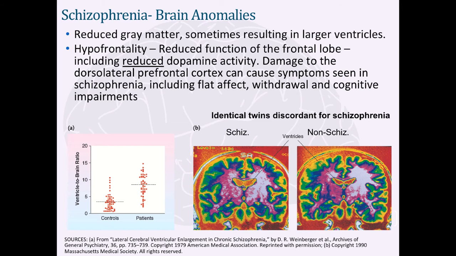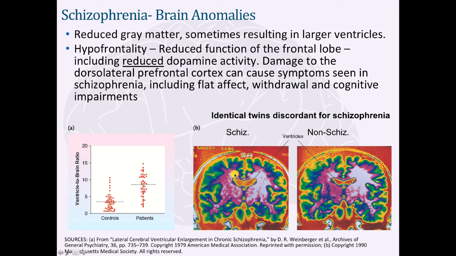Now let's take a look at some of the differences in brain structure, brain connectivity, and brain activity that are seen in schizophrenia. These are a variety of different types of brain anomalies. One thing that's definitely seen is a reduction in the amount of gray matter. This sometimes results in larger ventricles. Larger ventricles are a symptom of having a reduction in brain tissue, in particular the gray matter. As there's less brain tissue, the size of the ventricles gets enlarged.